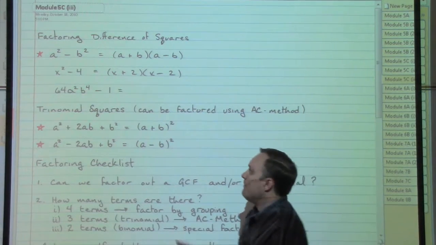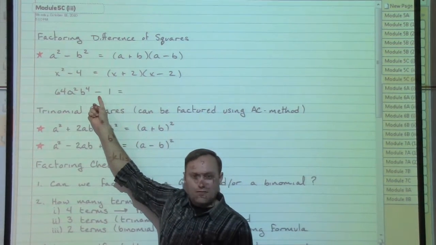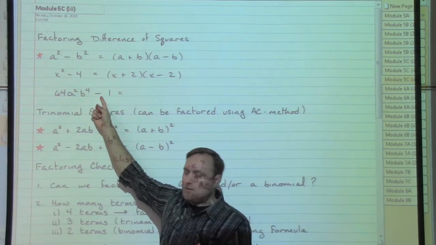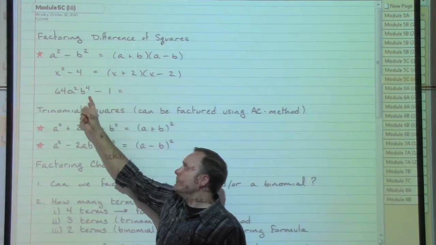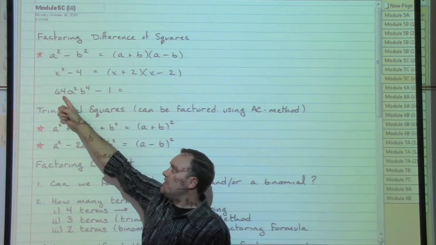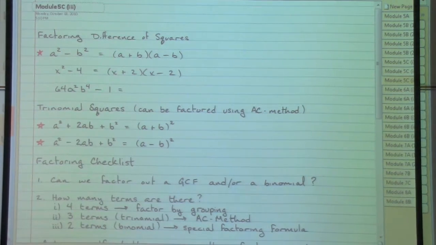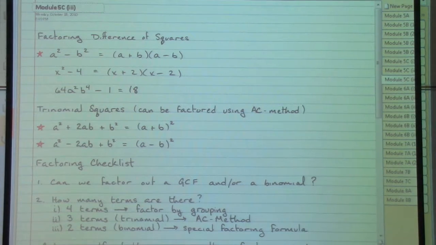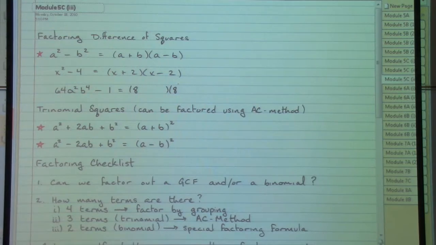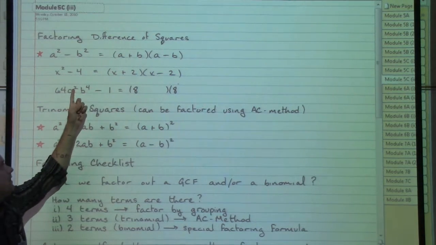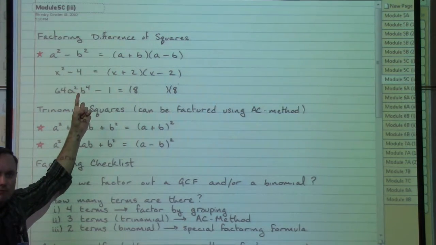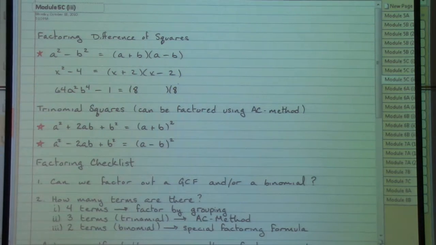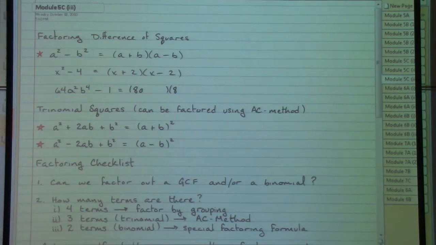For this other example, difference of squares, difference, check. Squares, let's see. What do we square in order to get a 64? 8. So we are going to start each set of parentheses off with an 8. What do we square in order to get a squared? A. That question answers itself.